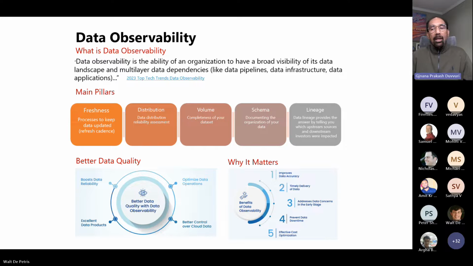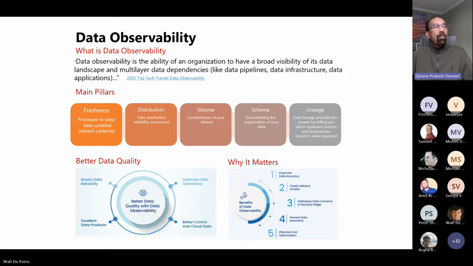Volume, the completeness of your data set. Yesterday I got 2 million, today I got 500,000. What does it mean? Is there any problem? We have to look into that. And schema, this is the area where organizations suffer a lot of data downtimes, documenting the changes in the schemas of your data. Then lineage, where it started, where it is going downstream, and when the upstream is affected, where the downstream is impacted, the total lineage.